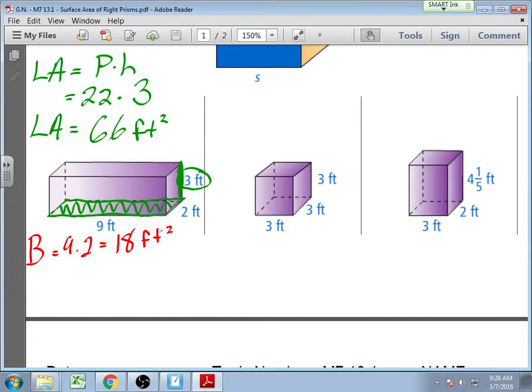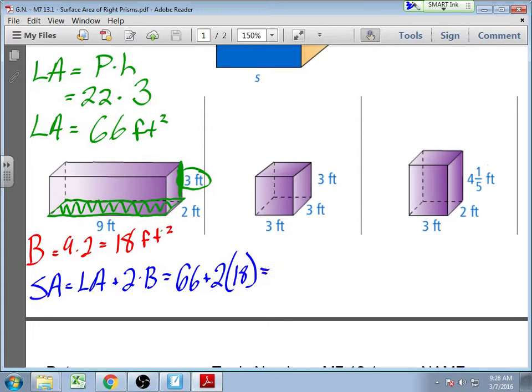So now to find our total surface area, it's the lateral area plus 2 times the big B. So that will be my 66 plus 2 times 18. 2 times 18 gives me 36. And this, when everything is all said and done, comes out to be, if we have not made any mistakes, 102 feet squared.